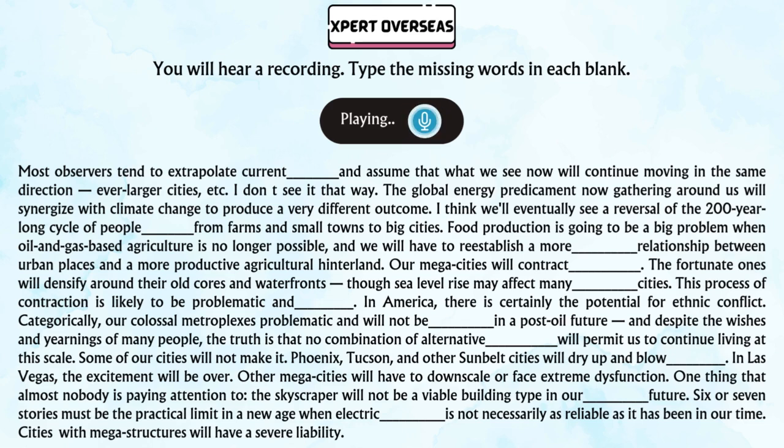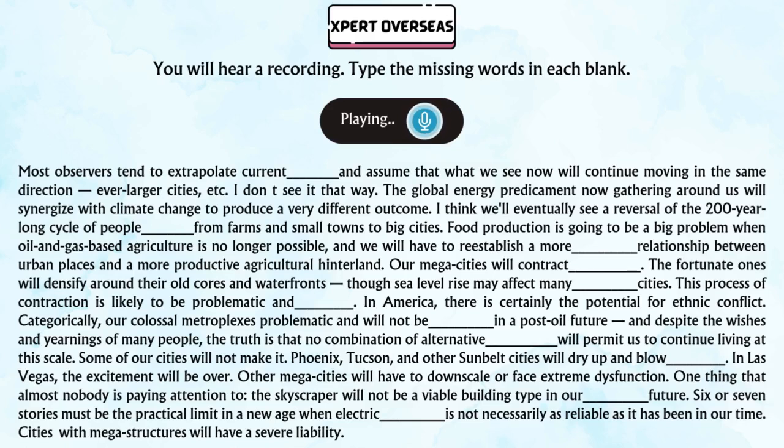Most observers tend to extrapolate current trends and assume that what we see now will continue moving in the same direction, ever larger cities, etc. I don't see it that way. The global energy predicament now, gathering around us, will synergize with climate change to produce a very different outcome. I think we'll eventually see a reversal of the 200-year-long cycle of people moving from farms and small towns to big cities. Food production is going to be a big problem when oil and gas-based agriculture is no longer possible. And we will have to reestablish a more meaningful relationship between urban places and a more productive agricultural hinterland.